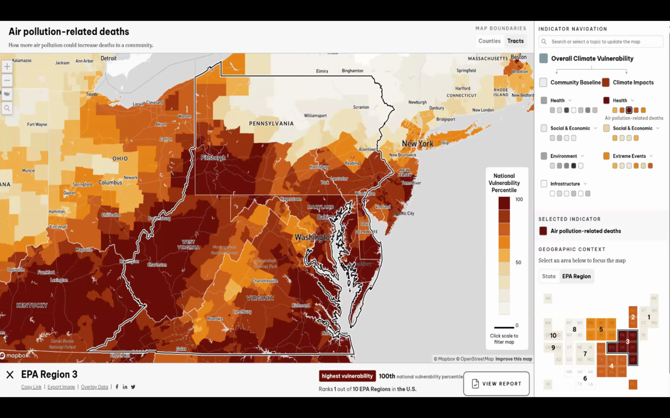When we see the air pollution related deaths, the EPA region 3, or our region, the Mid-Atlantic region, is ranked number 1.